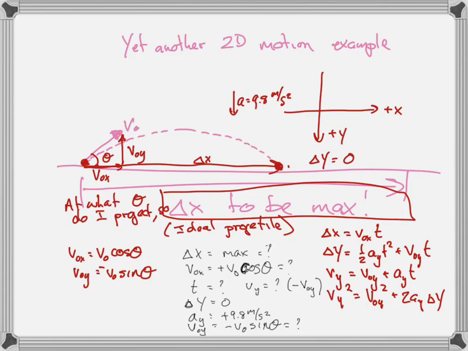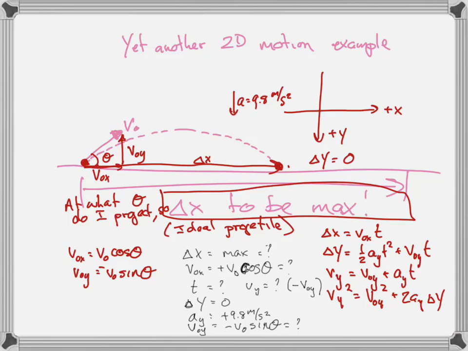Okay, so wait a second now. Here we've got lots of unknowns. 1, 2, 3, 4. Actually, the only thing we do know is delta y equals 0 and acceleration. Too many unknowns. But remember, we're asking what's the angle for delta x to be a maximum. Well, I don't know if it's obvious, but let's just keep trying to solve this problem and see. You might think we don't have enough knowns. I'm going to say let's try to solve the problem and see.